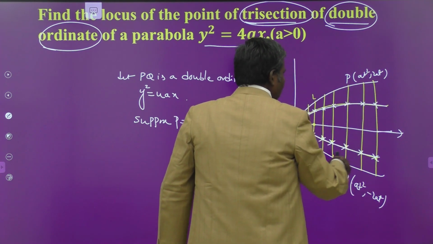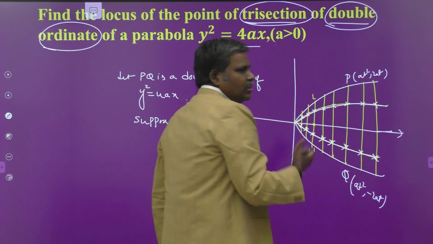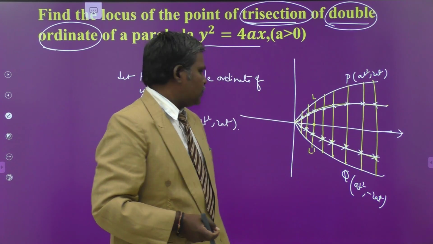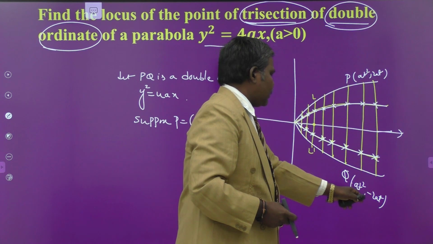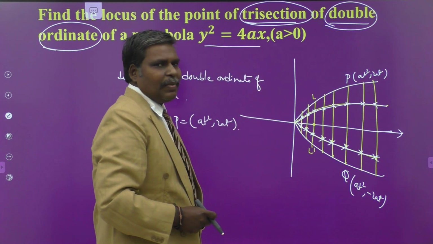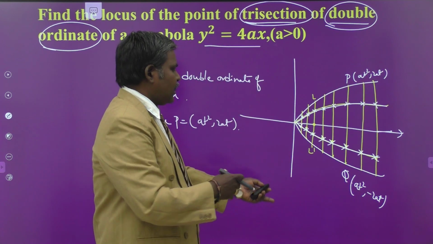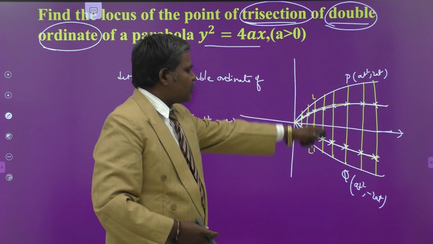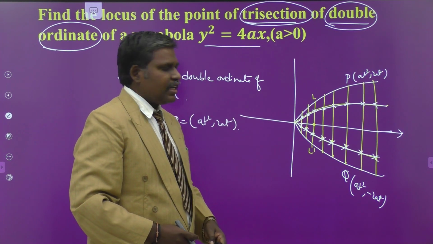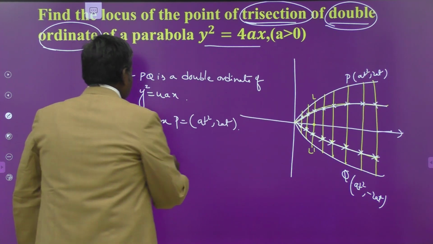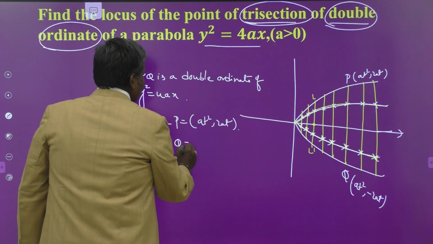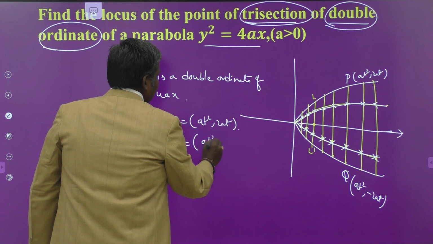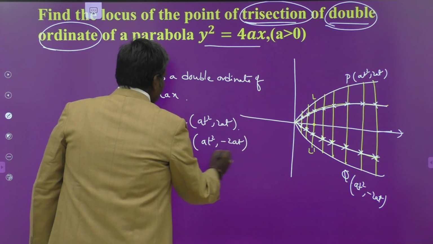That is why it is called double ordinate. It is an ordinate, it is doubled. So at square comma 2at, its other end is at square comma minus 2at. No need to take at dash square comma 2at dash like that. One end is fixed, automatically its other end is fixed. Implies immediately you have Q is equal to at square comma minus 2at.